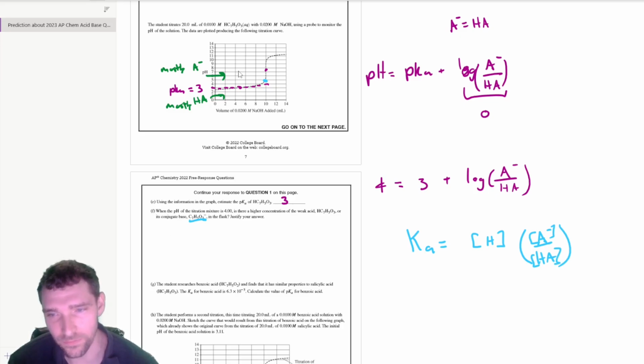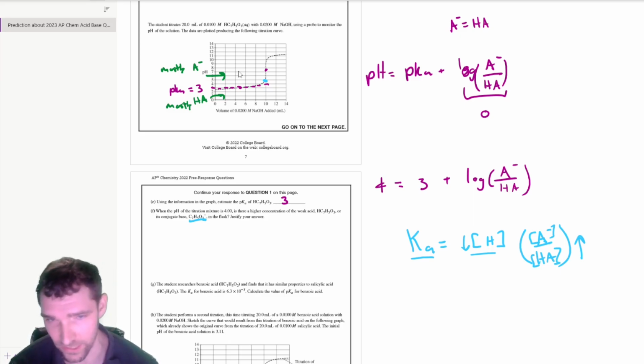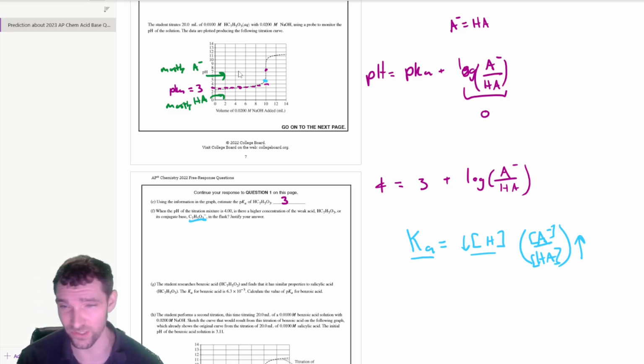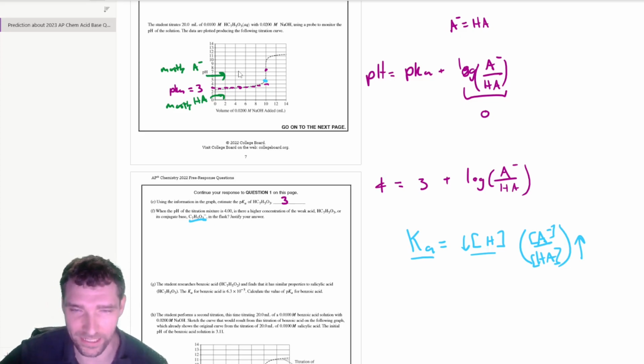If this is too small a number for the Ka, like if the H+ concentration is smaller than Ka, then this ratio is going to be bigger than one. So A- is bigger than HA in terms of concentration. You can justify it that way, saying you don't have many H pluses, so you're going to need a lot of A minuses to maintain that equilibrium. And that's one way of approaching that.